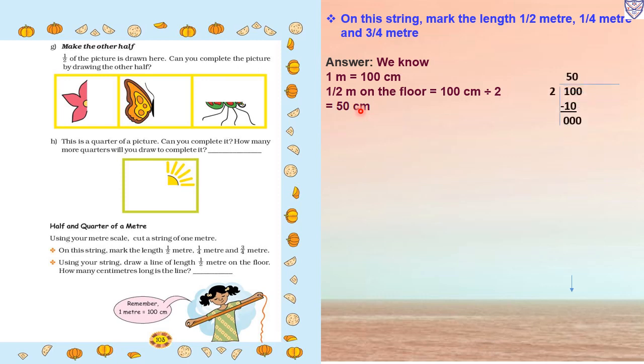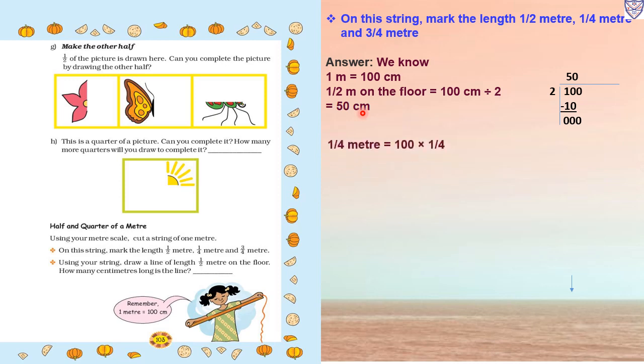See how we will divide. First we will take 10. In the 2 table, when 10 will come, 2 5s are 10. So 10 minus 10 is 0. And then the 0 we will carry down. In the quotient also we will write 0. This means 50 centimeter. So half meter on the string we will mark at 50 centimeter.